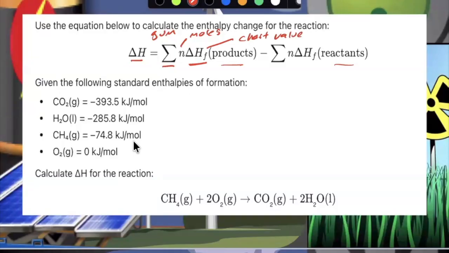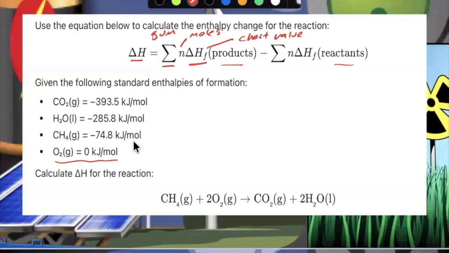And remember, anything in its elemental state has a delta H of formation of 0 because you do not have to form those. So that is any individual element, like a metal is the most common, like copper, iron, something like that, or a diatomic. So you have your 7 diatomics, including O2. Sometimes it's on the chart, sometimes it's not. And so O2 is 0.